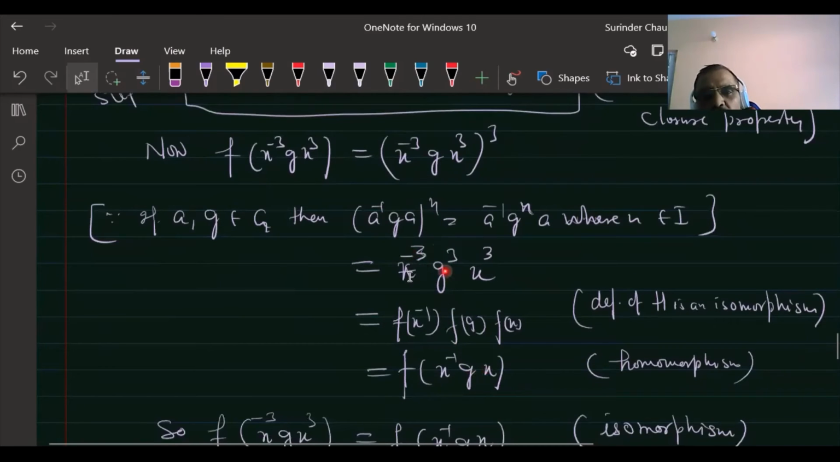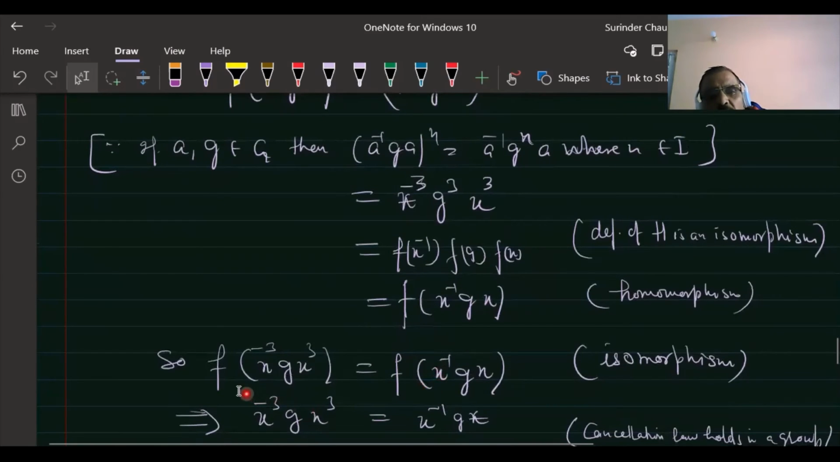So now, again, by definition of the function, this contains f of x inverse, f of g, f of x, because f is a homomorphism. By definition of homomorphism and by definition of function, this is equal to this. We use the definition of homomorphism: f of x g x is equal to f of this into this. Now we got f of x to the power minus 3, g, x cube is equal to f of x inverse g x.